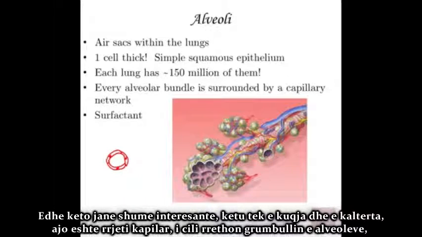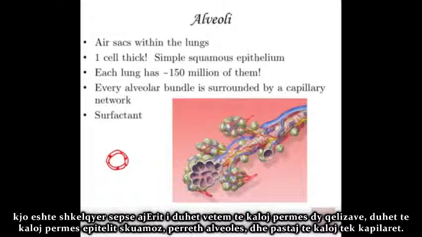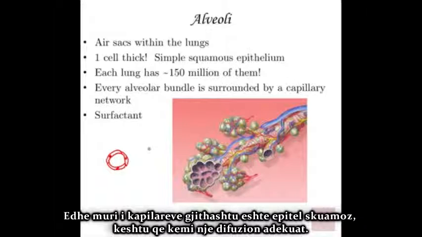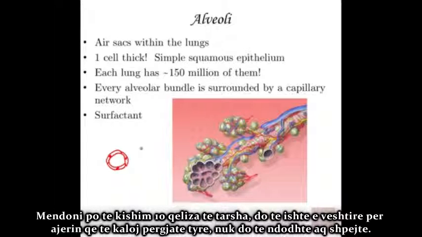And this is very interesting. Right here, when we look at the red and the blue, that's a capillary network surrounding the alveolar bundles. And it's great that air only has to pass through 2 cells. It passes through the cells of the simple squamous epithelium around this alveolus, and then it goes into the capillary. And the wall of that capillary is also simple squamous epithelium, and so you have very adequate diffusion. Think if it was like 10 cells thick, it would be harder for air to travel through. It wouldn't happen as quickly and as efficiently.